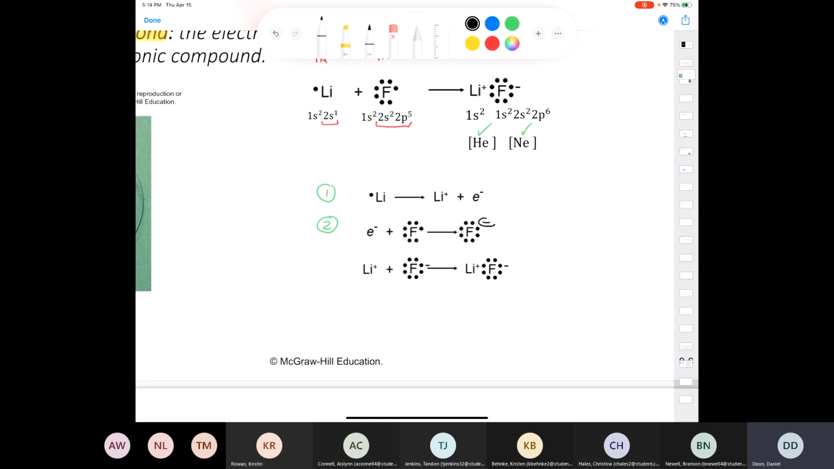Well, that's a typo there. There should be a fluoride here. Anyhow, I digress. So now we've got the fluoride and we've got the lithium cation. And now with the fluoride and the lithium cation, we have a positive and a negative charge.